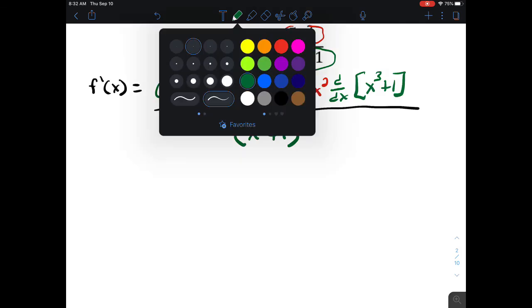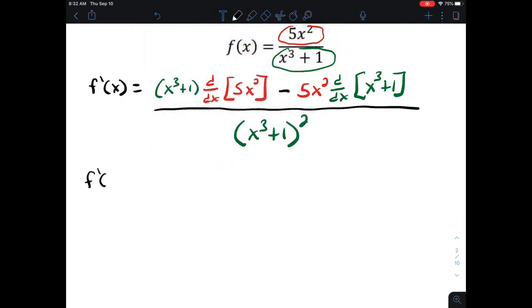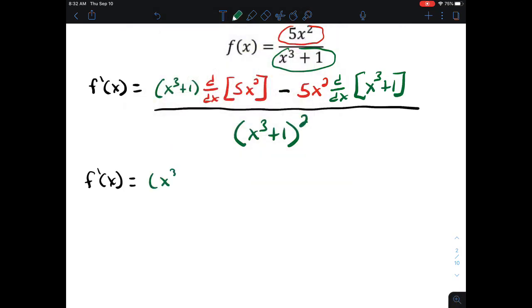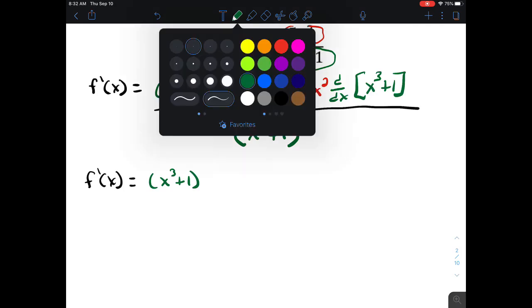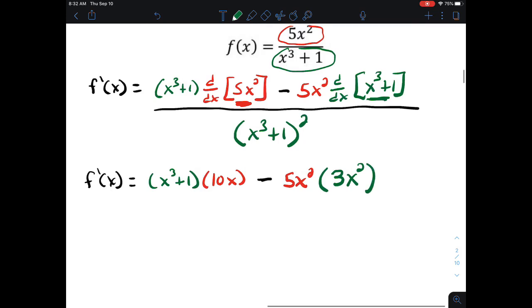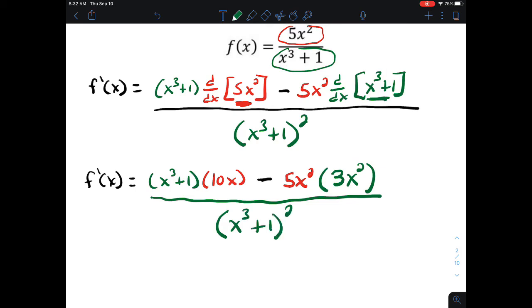All right, and now we go through and we start applying our derivatives. So the derivative of f is going to equal, all right, it'd still have x to the third plus 1. Now I do the derivative of 5x squared. The derivative of 5x to the second power makes 10 times x. And then I keep writing, so I'd have minus 5x squared times the derivative of x to the third plus 1. Well, the derivative of x to the third, we do power rule. That'd give us 3x squared. The derivative of 1 is 0, so I'm not going to bother writing that. All over the denominator squared, so x to the third plus 1 squared.